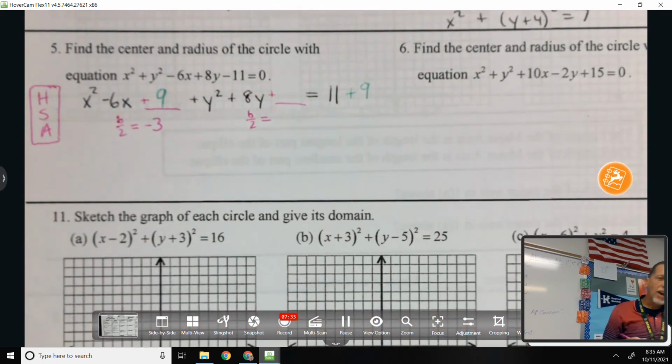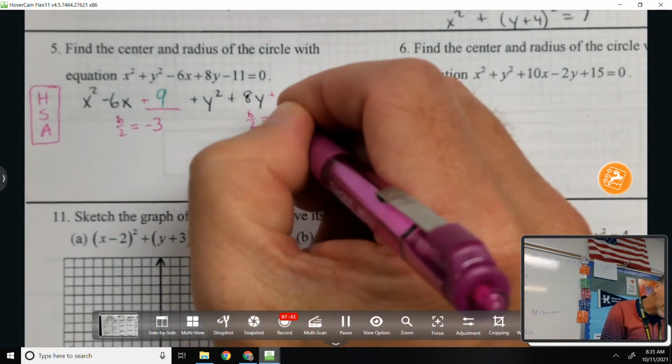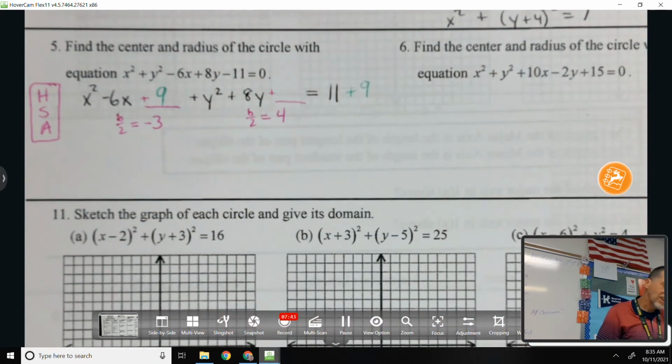So what's half of b for the y stuff? Well, answer my question. Half of b is 4, and then what will we add to both sides? 16.